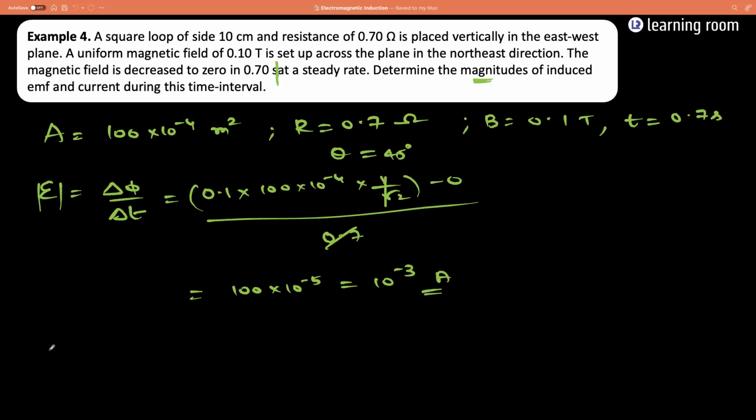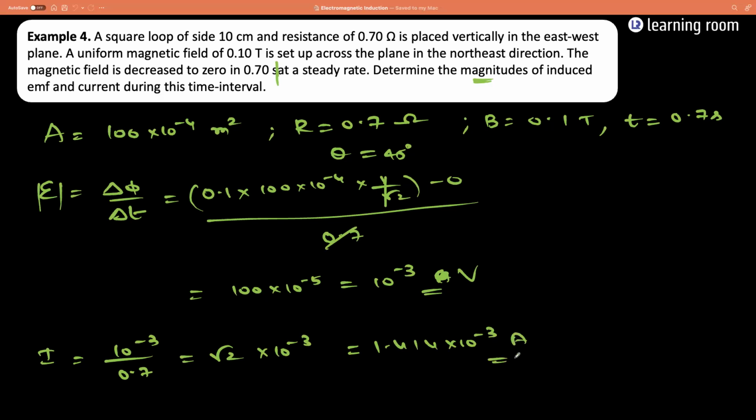10 power minus 3 volt, which is going to be the induced EMF, and current is 10 power minus 3 divided by resistance, which is also 0.7. So it will be root 2 into 10 power minus 3. Wherever you see that 0.7, you can approximate it to 1 by root 2. So root 2 is 1.414 into 10 power minus 3 ampere. Guys, am I clear?